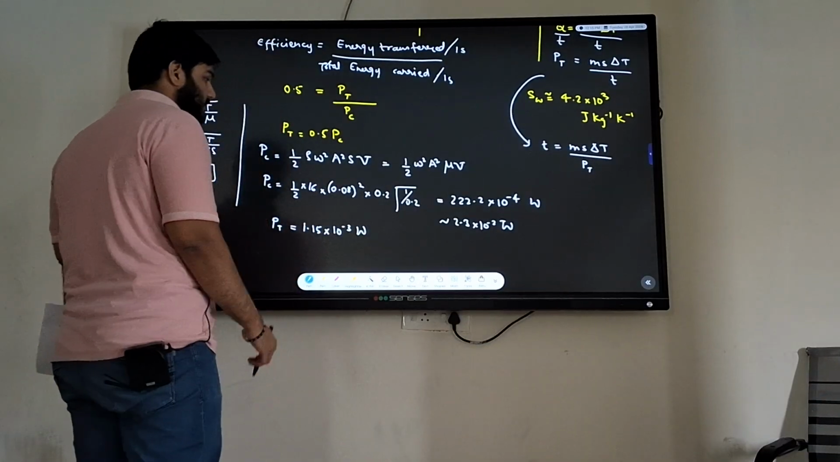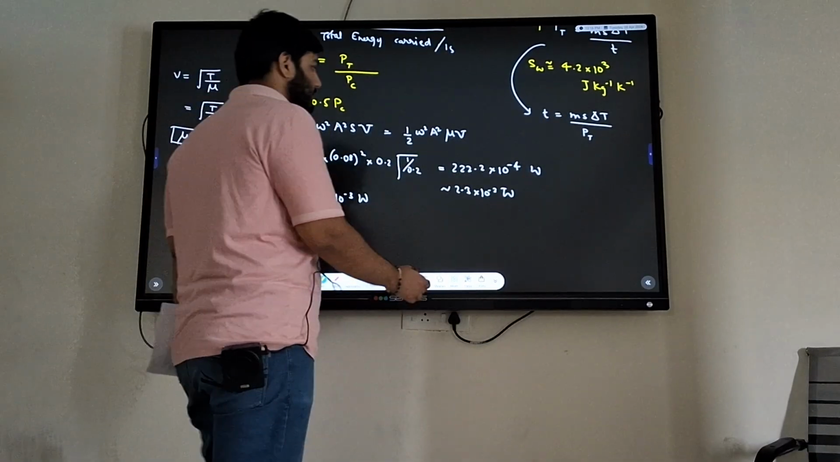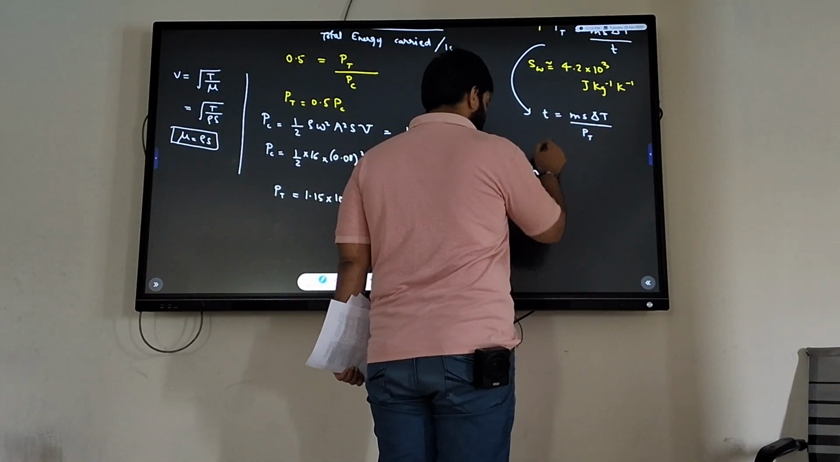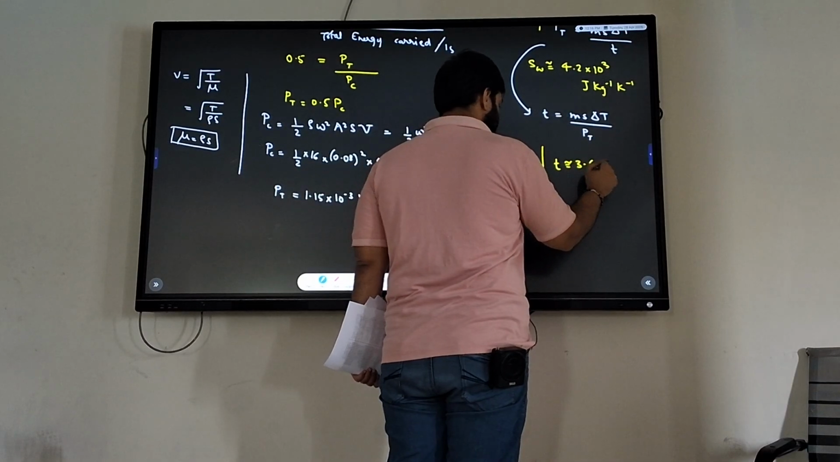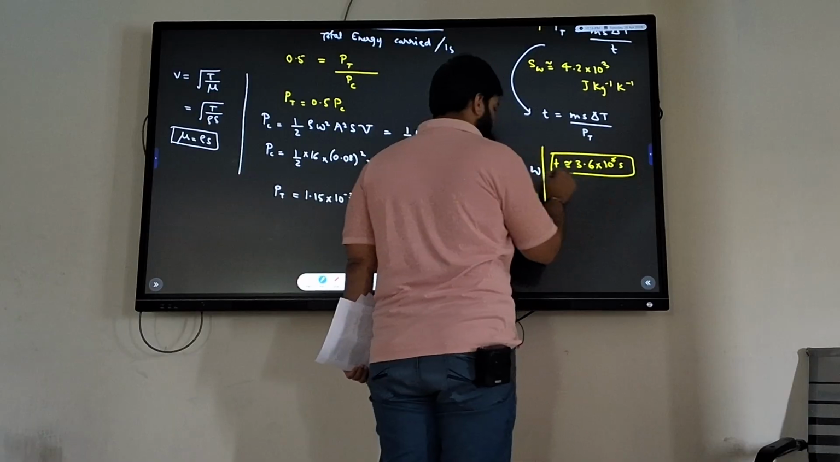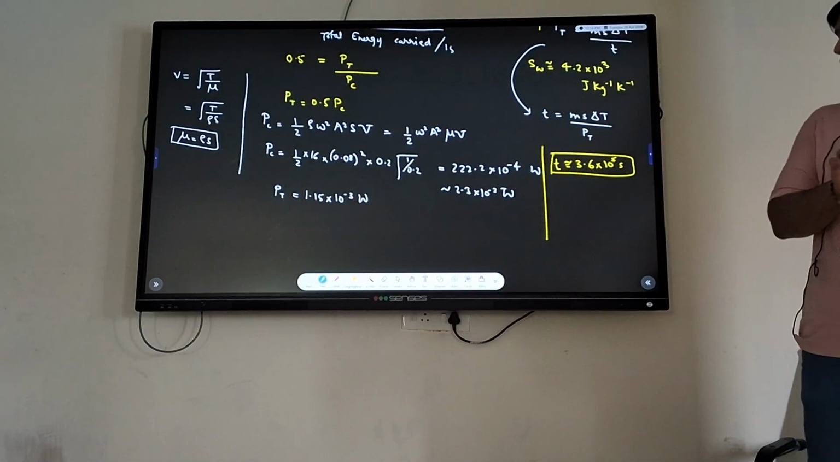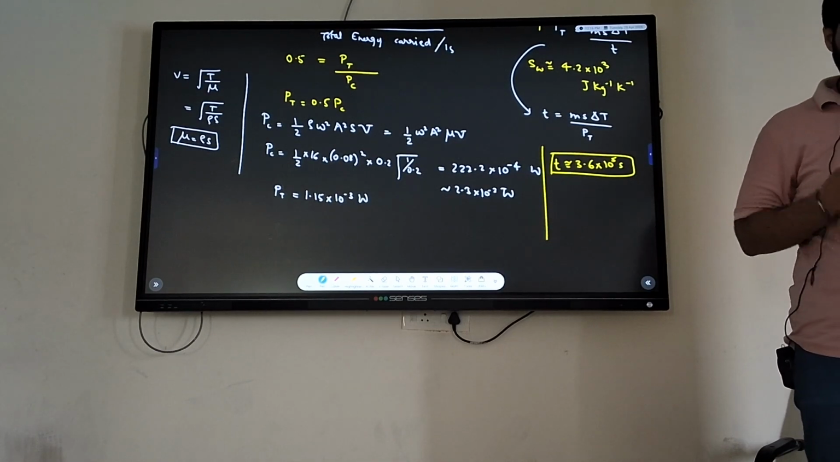How much time is it giving? It should be 3.6. The time comes out to be something like t equal to 3.6 into 10 to the power 5 maybe. I'm not sure about the power. Please check. Let's check.